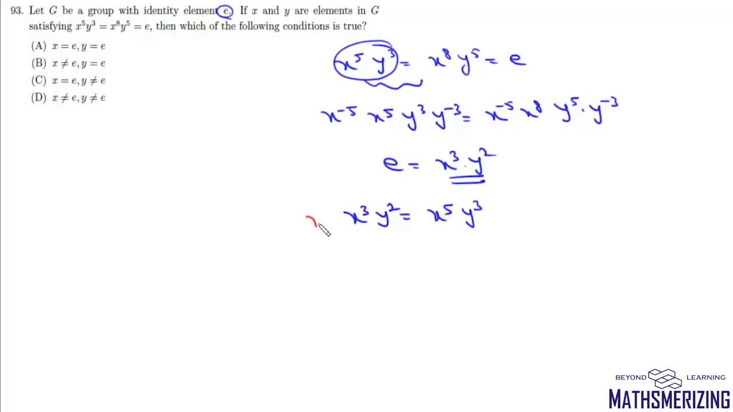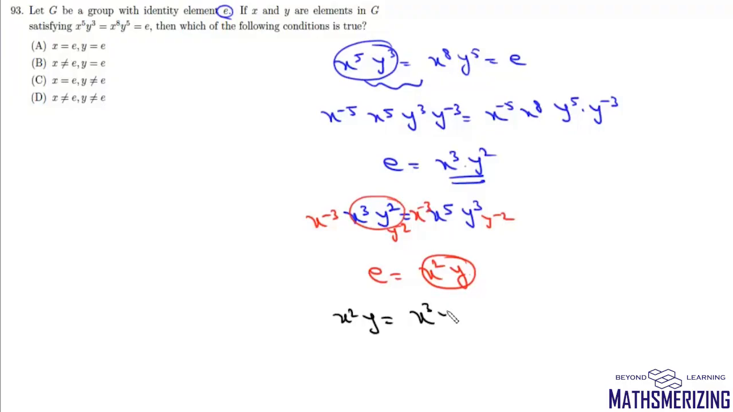Now we'll multiply X to the power minus 3 on the left and Y to the power minus 2 on the right. Now this is E, and here we'll get X^2 into Y. Now again X^2 Y will be equal to X^3 Y^2. So we can write X^2 Y, and it is equal to X^3 into Y^2. Now we'll multiply X^-2 and Y^-1. So here it will be E, and here it will be X into Y. So from here we can say XY is equal to E.